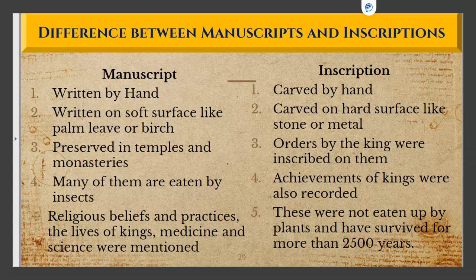Achievements of kings were also recorded. Religious beliefs and practices, the lives of kings, medicine, and science were mentioned. This is not a point of difference. Telling you again, these were not eaten up by insects and have survived for more than 2,500 years.